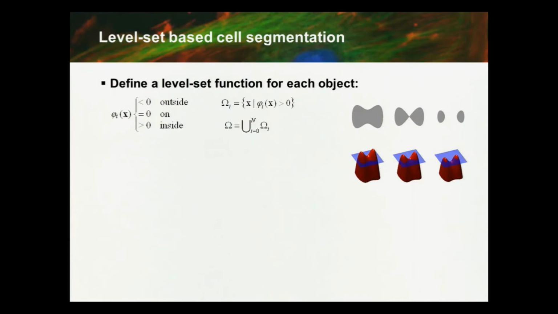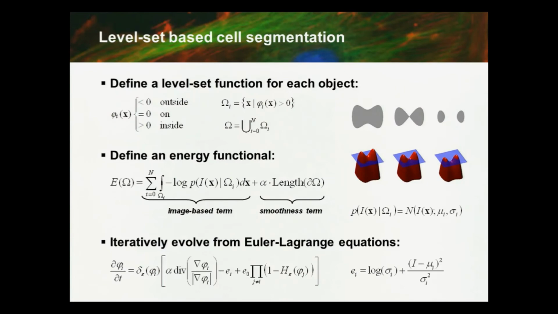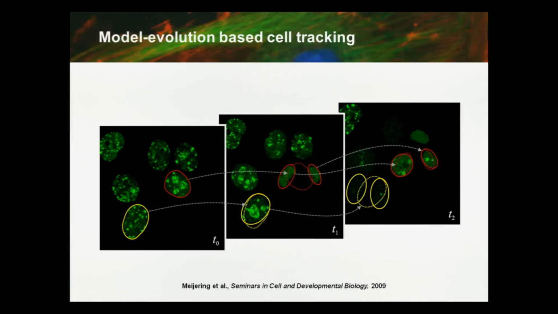Well, I will skip the mathematics of how you compute this stuff. We developed such a method. We call it a model evolution based cell tracking method, because it uses these models of cell shape in terms of level sets. And the way it works, this is also a kind of online tracker. You can fit these surfaces to the image information to find the optimal contour.